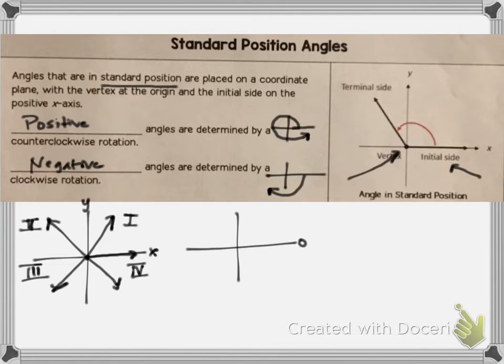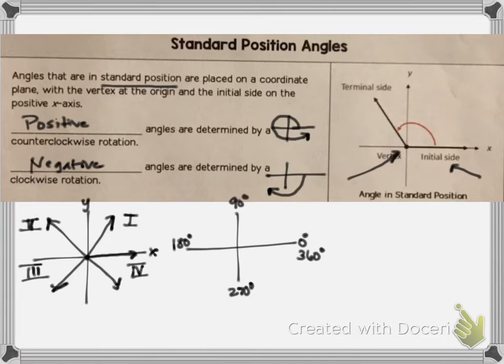So if I ask you, well, let me actually put some angles on here. So we start at 0 degrees. This would be 90 degrees. If we go another 90, that's 180 degrees. If we go another 90, that's 270 degrees. And if we go another 90, that will be back to the 0 degrees, which is 360 degrees.